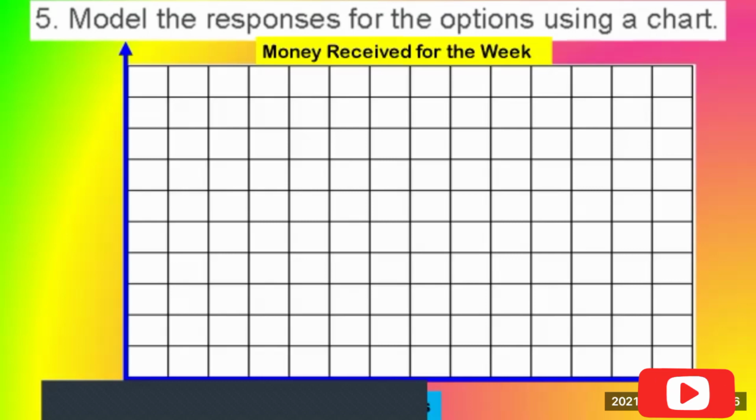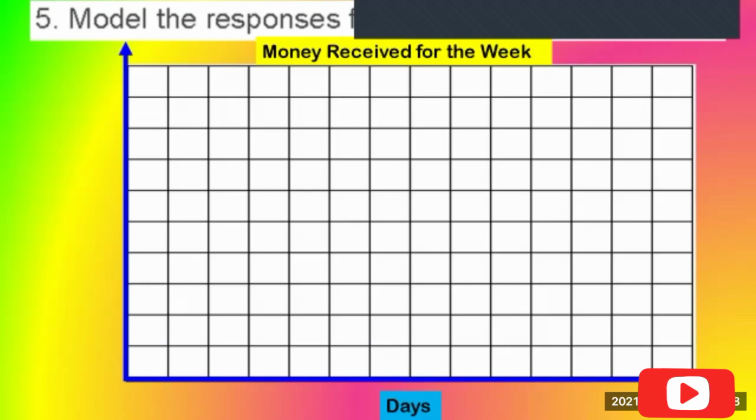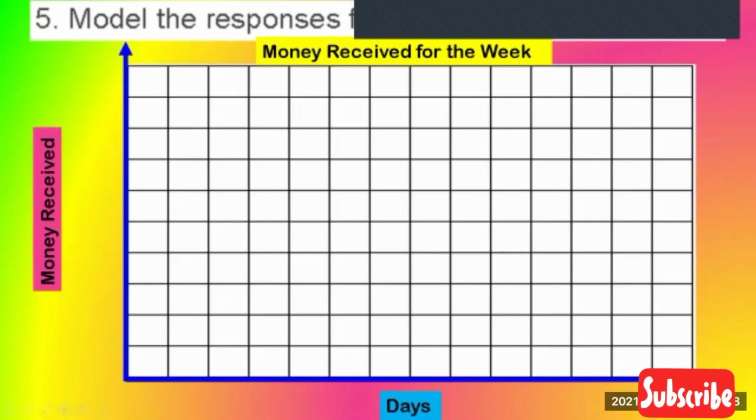Now we also need the labels for the different axes. So for this axis here, the x-axis, we want to label it saying days, because down here we're going to represent the days. And over here on our vertical axis, we have money received because we want to put the money that was received here. So remember, we're going to start at $0. That would be right here.